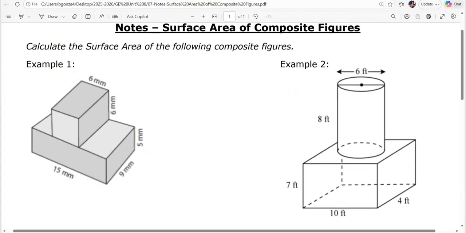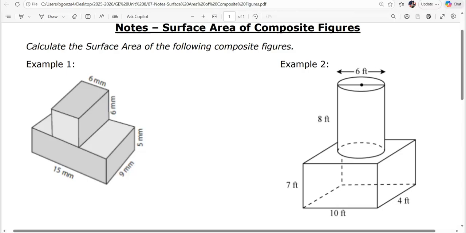Example 1. Now, you should have seen this word composite in my class before, because when we did regular area, composite is when you have more than one shape added together, okay? So anytime you have more than one shape that you have to add together, that's called composite. Now, this would be too easy if you just find the total of the top, total of the bottom, and add it together. But it's not that easy.